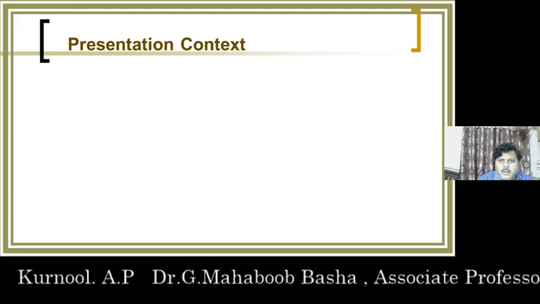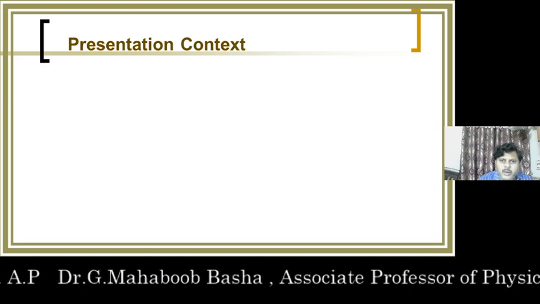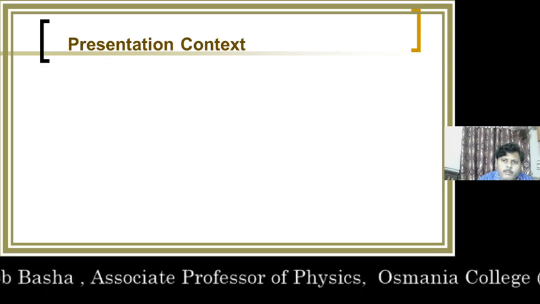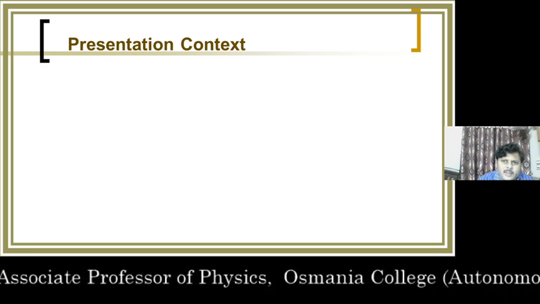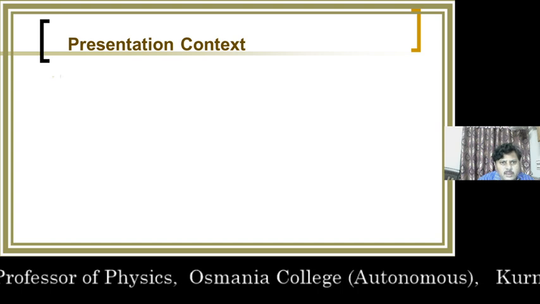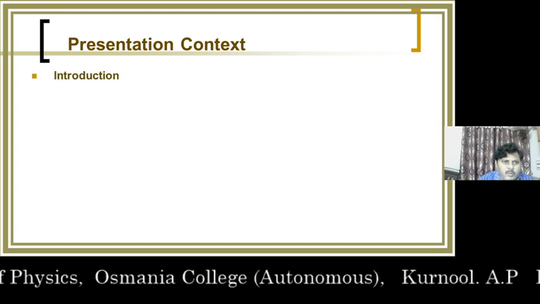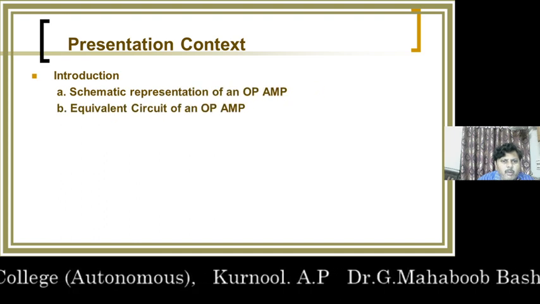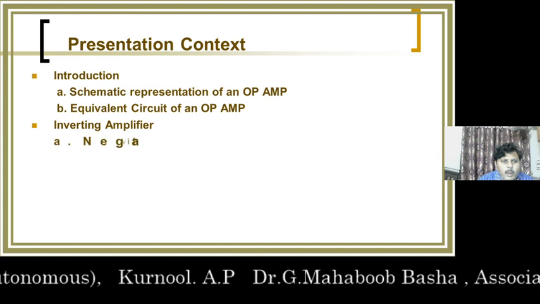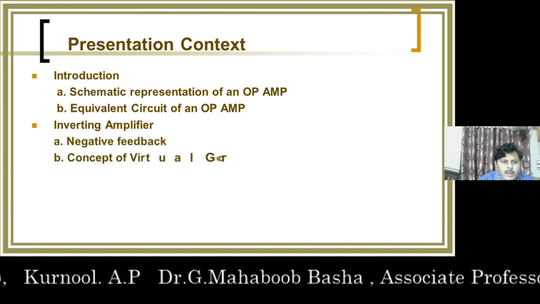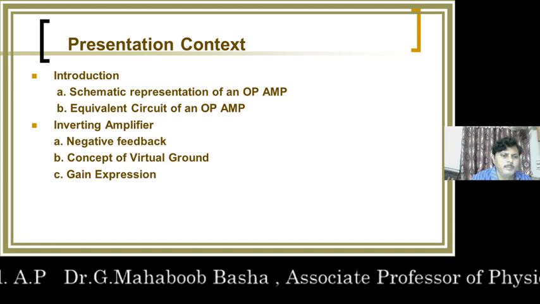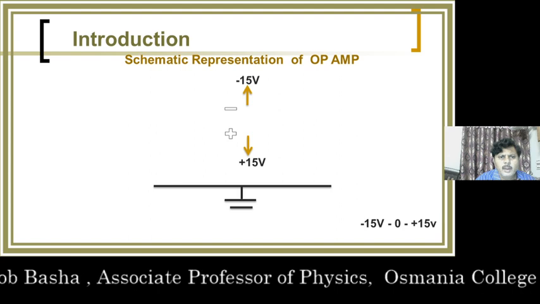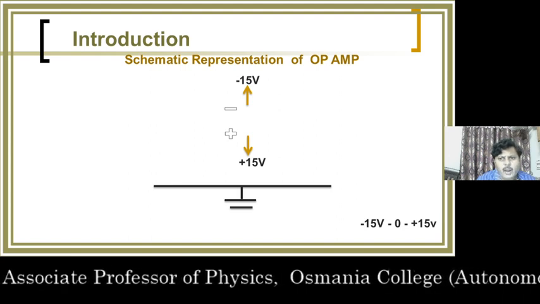In the previous video lesson, Introduction to Operational Amplifiers, we learned about what is an op amp, block diagram, pin diagram, ideal and practical characteristics, and its applications. In this present session, we are going to learn schematic representation of an op amp, equivalent circuit of an op amp, inverting amplifier, negative feedback arrangement, concept of virtual ground, gain expression of inverting amplifier. Let us start with the schematic representation of an op amp.